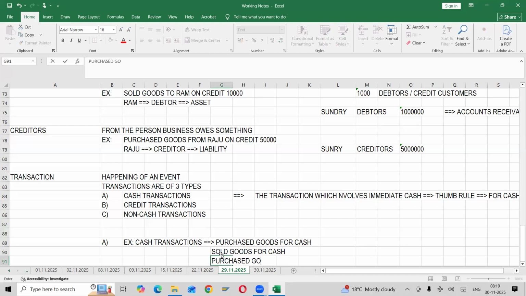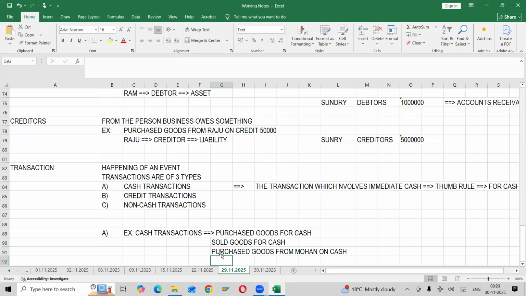Purchased goods from Mohan on cash. What kind of transaction? Cash. Same, cash. So do we need to consider the person name here? Not required. Because it is a cash transaction, we can ignore the person name. Right? So now you got it, right?